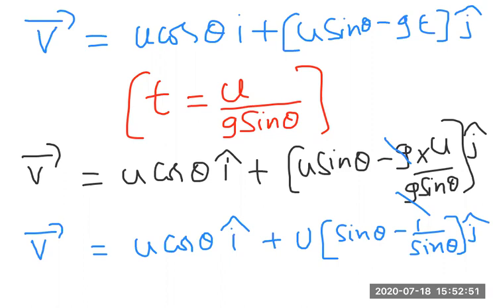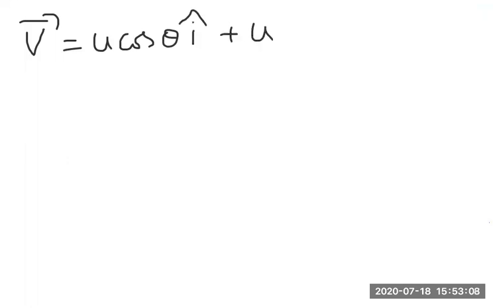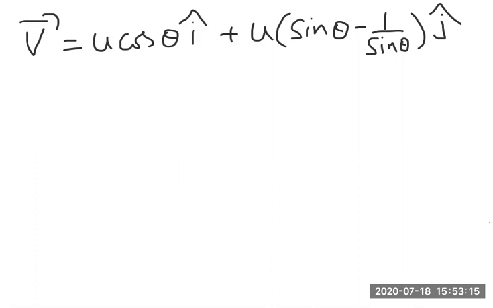Fine. We are happy by seeing this velocity vector. Let us write this velocity vector again clearly on the next page. That is, v bar is equal to u cos theta i cap plus u into sin theta minus 1 by sin theta into j cap. I hope it is clear. So now this is the velocity at that instant, and I hope you are clear till here. But I want the magnitude. I want the magnitude.